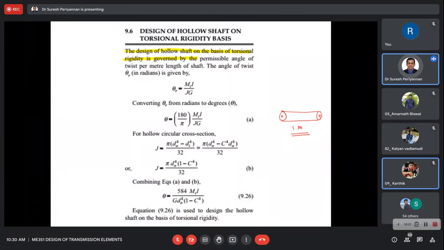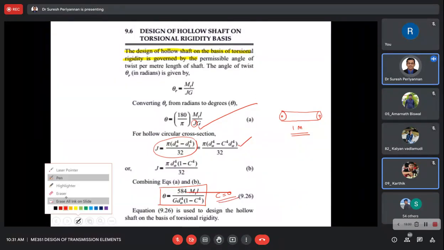Everything is the same, only the J value is different. J is equal to pi times d naught to the power 4 minus di to the power 4, divided by 32. Substitute here; we can write it in terms of C. Finally, substituting the polar moment of inertia J in the main equation, we get theta is equal to 584 Mt L divided by G d naught to the power 4 into 1 minus C to the power 4. Suppose again you put C is equal to 0, this satisfies the solid shaft.